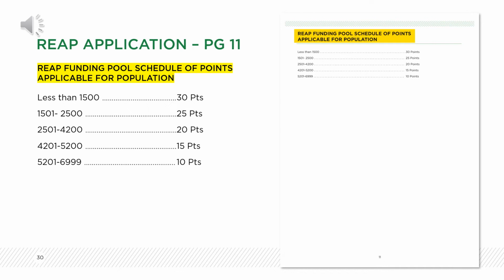Pertaining to the previous slide, this is the breakdown of points you can receive for the population in the area you serve. As you can see, the smaller the community, the more points awarded for REAP. And remember that REAP aims to serve areas with population of under 7,000 individuals. And so the idea is to help those areas who have the minimum necessary or no resources to complete projects like these on their own.